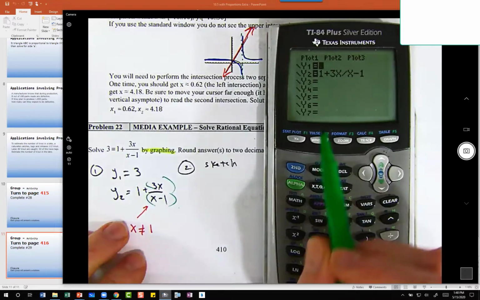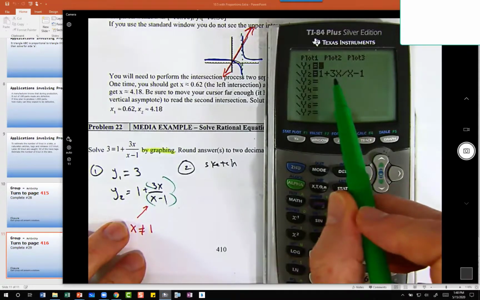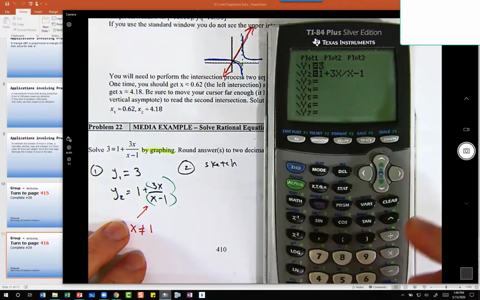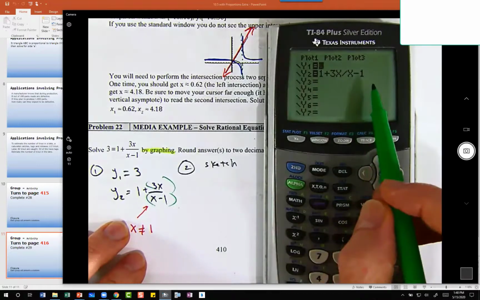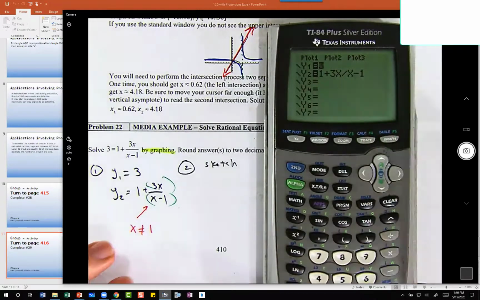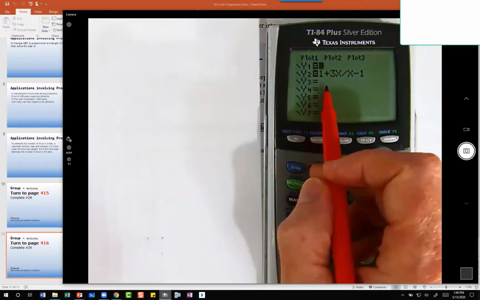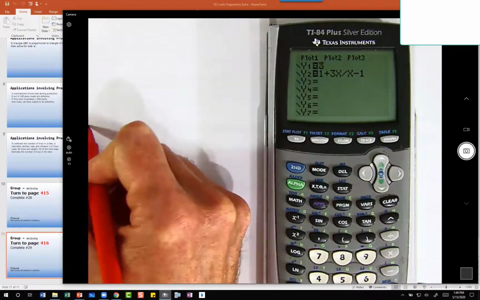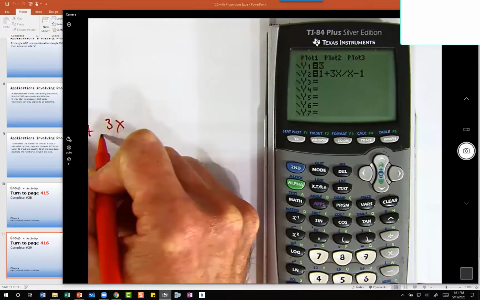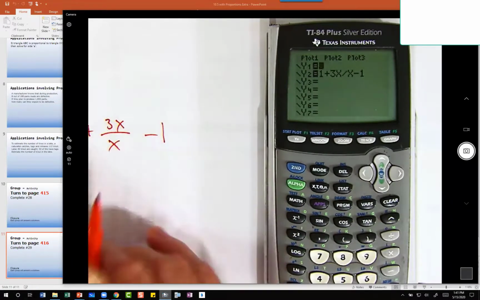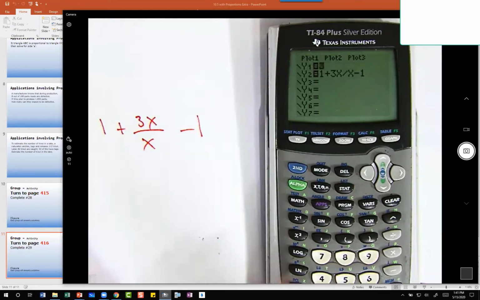Now 3x is a multiplication. It doesn't have adding. That's not going to be a problem. But the x minus 1, what I graphed here was this. This is what the calculator sees. It sees 1 plus 3x over x minus 1. That's what the calculator is seeing.